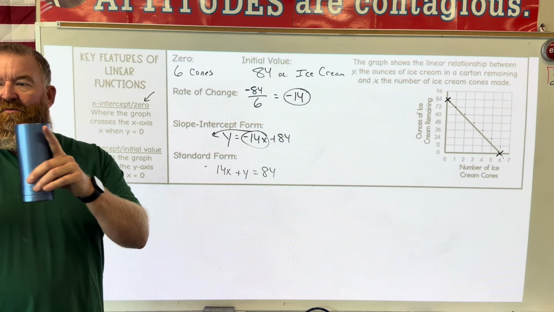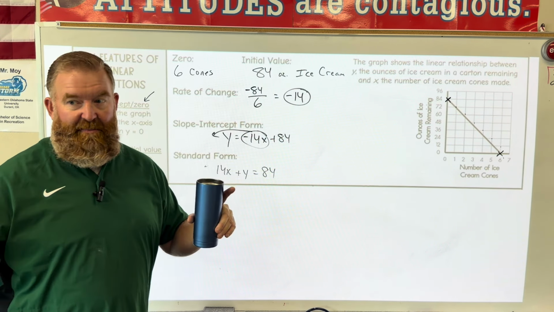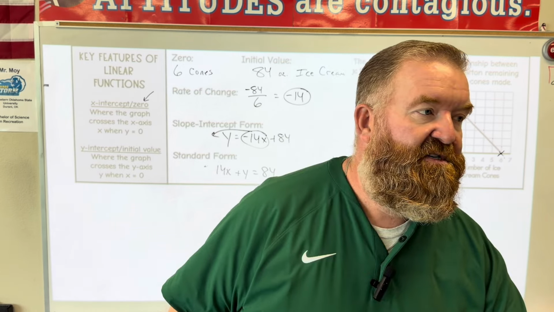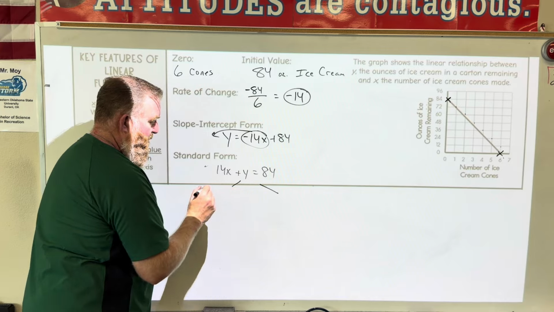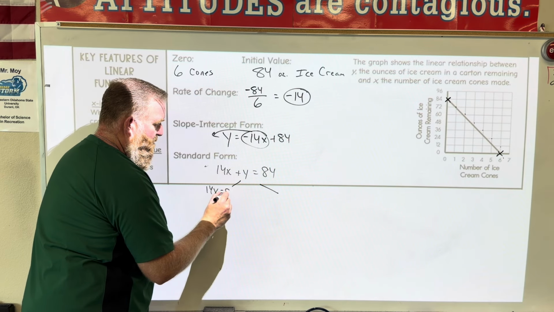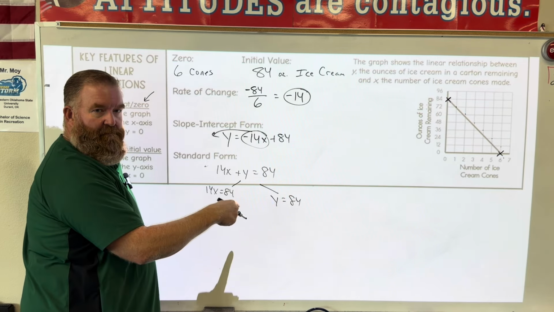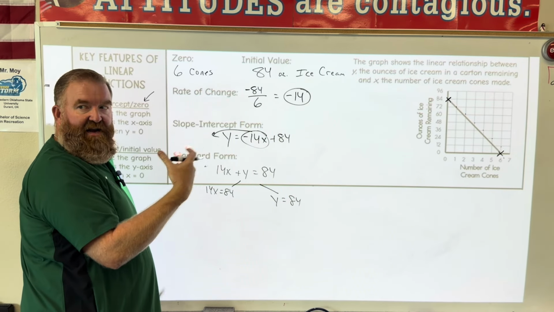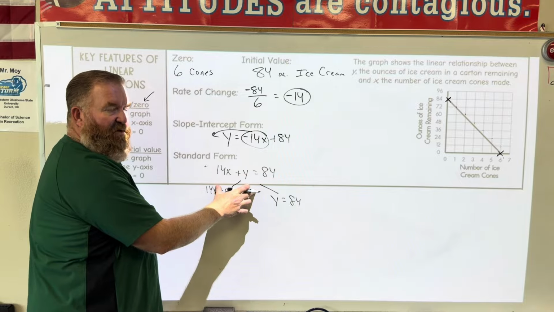Do you guys remember the split where we can find the x and the y? Do you guys remember this? I'm going to show it to you. Might as well, because it might be on the STAR test. Using your standard form, watch this. Do you guys remember this? Where we would take this and split it. 14x equals 84. Y equals 84. You guys remember that? We would split it and find each intercept. If it's in standard form, we could split it.